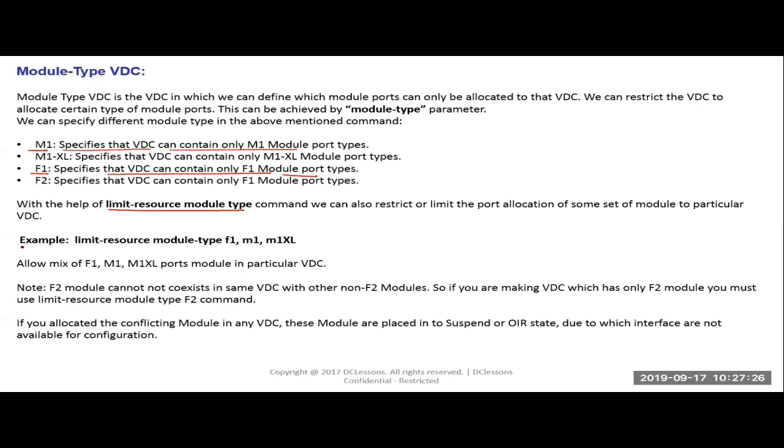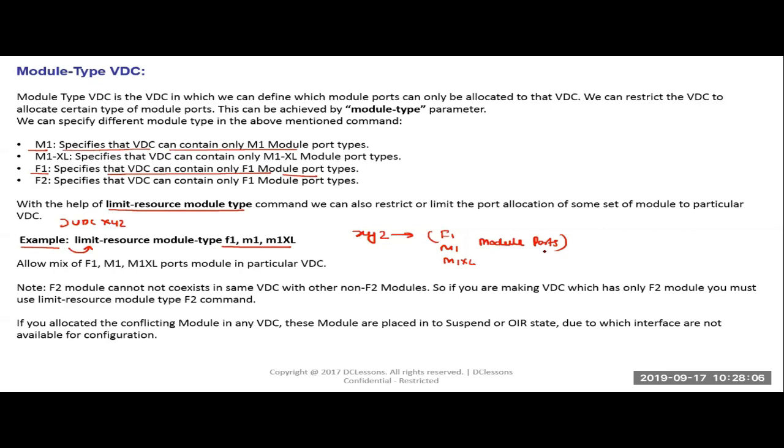So let's suppose you configured a VDC XYZ, and under it you wrote this command, limit-resource module-type F1 M1 M1XL. Here you are saying that in my XYZ VDC I can have only M1, F1, and M1XL module ports. No other module ports will be allocated to your VDC XYZ. Okay.